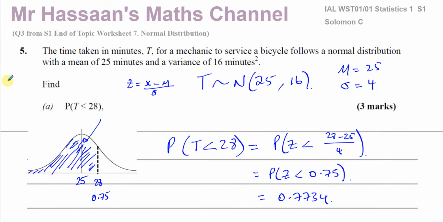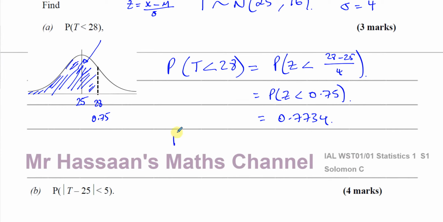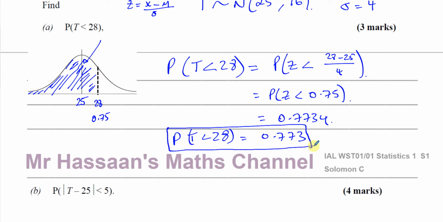So we can say, therefore, that the probability that the time is less than 28 minutes is equal to 0.773. I wrote it to 3 significant figures, which is normally the standard. So the probability that the time it takes is less than 28 minutes is 0.773, or 77.3% if you wish, but that's fine.